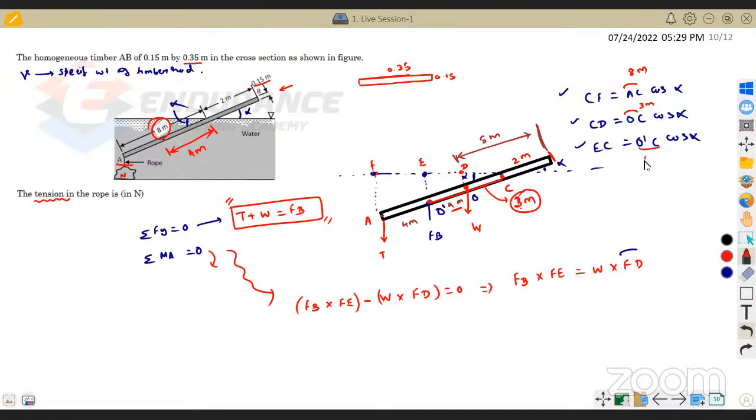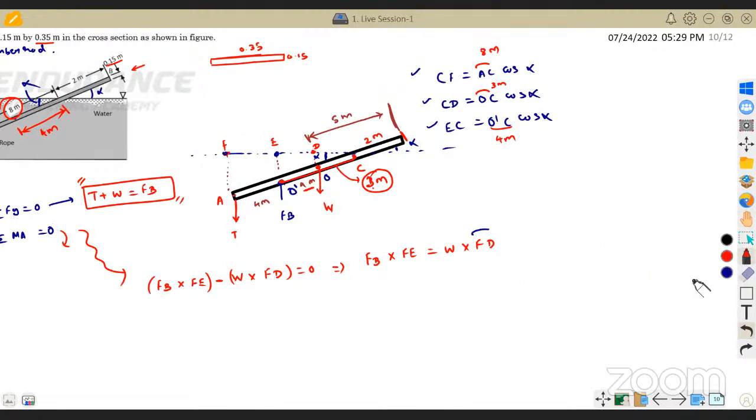So OC is 4 meter. I hope there won't be any confusion here. Right, now just substitute it into FB into FE, which is nothing but CF minus CD. This is CF, this is CD. So if I subtract them, 8 minus 3, which is 5, right?